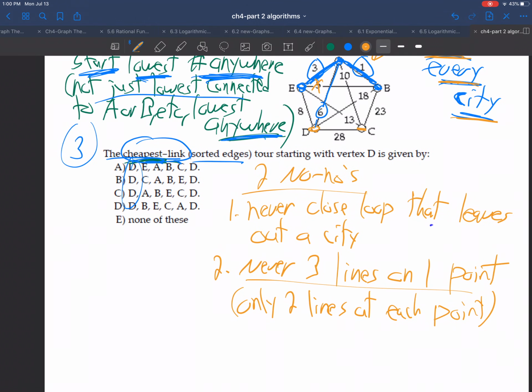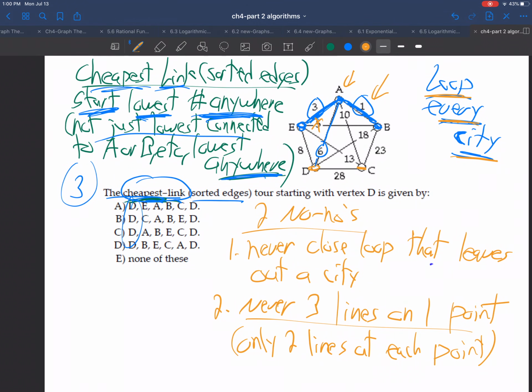When you're done with a loop, there's only two lines hitting every point, not three. So that's the other no-no. You can't have three. So we cannot choose that 6 because that would be a third line hitting that A. So no, out with the 6.